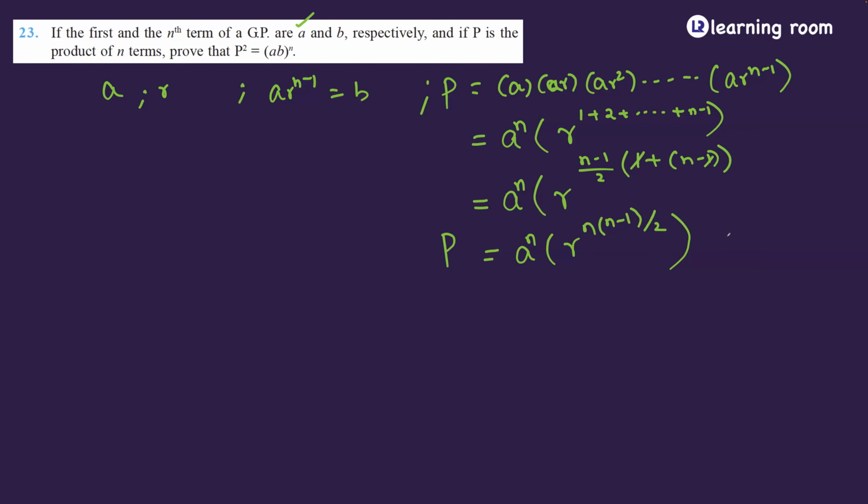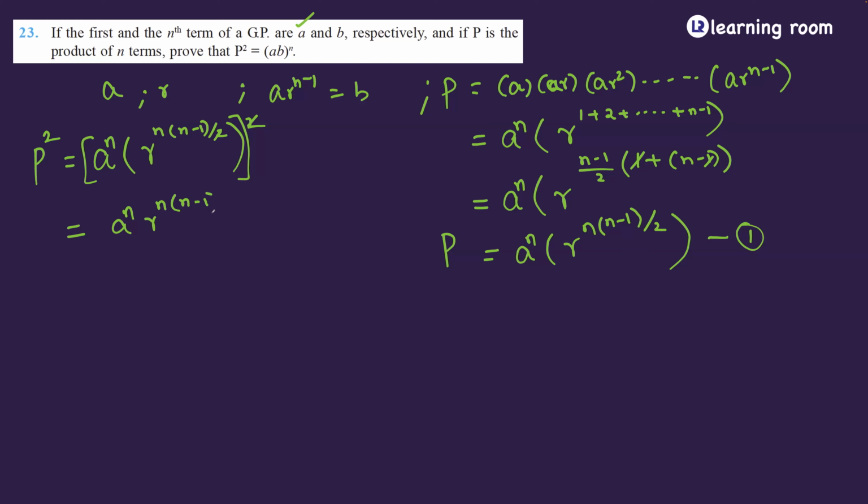Let me call this as 1. So, what are they asking? P square. So what is the value of P square? So P square is equal to a power n into r power n into n minus 1 by 2, the whole square. Right? For this, you have the whole square. So this 2 and this 2 will get cancelled. So what are you going to have? It is a power n into r power n into n minus 1. And this is going to be 2.